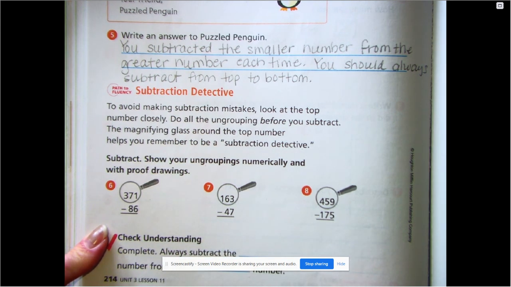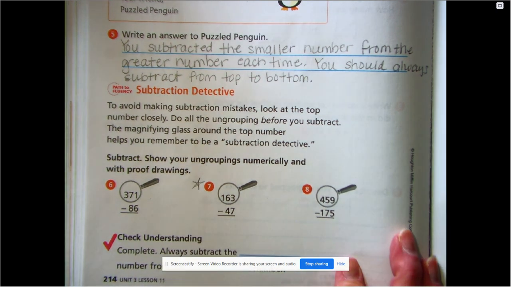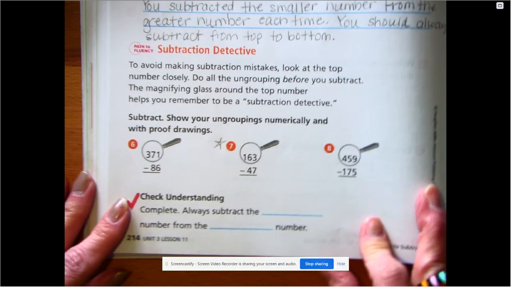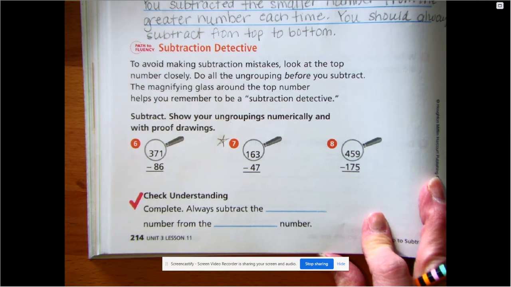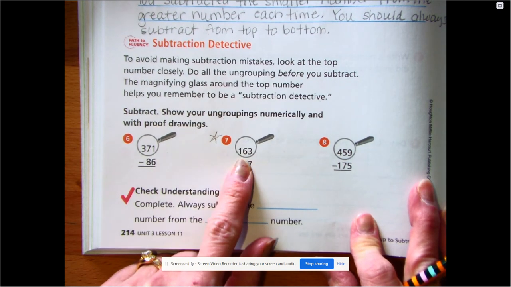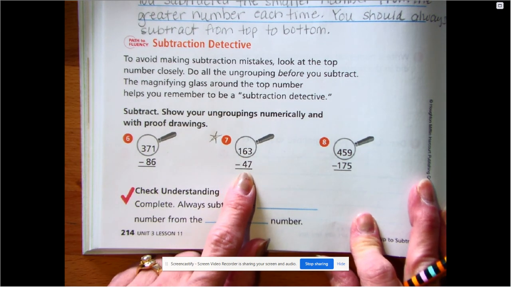Okay, so we're going to try to draw just like we did on the previous page, and we're only going to do number 7. We don't have a ton of room here. That's going to give you a couple of really good examples before you do your homework today. I have 163. I'm going to take away 47.